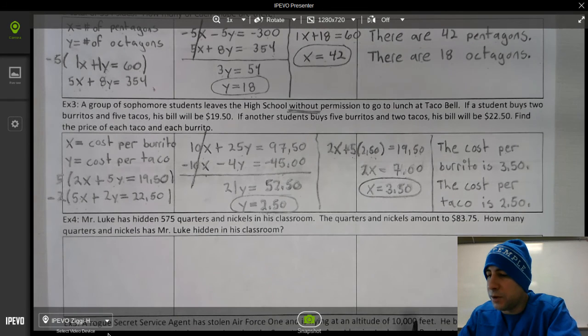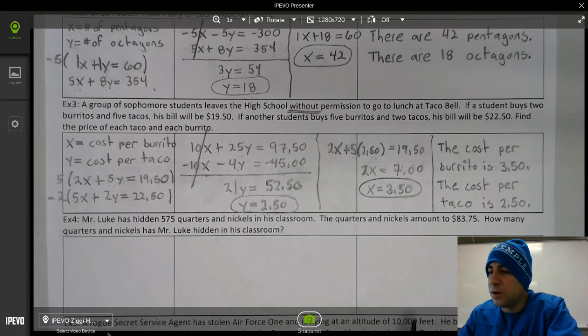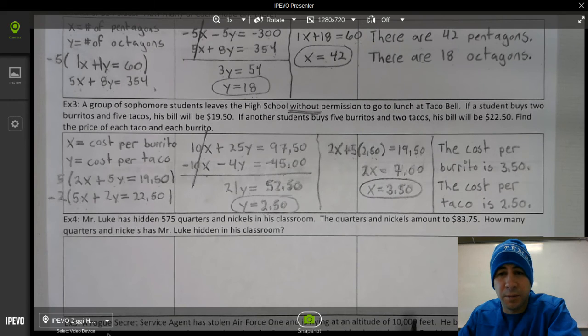Which hopefully you get from this problem: don't leave school without permission, because even if you're going to Taco Bell, it's quite expensive. And you're going to need your education if you're going to get Taco Bell.